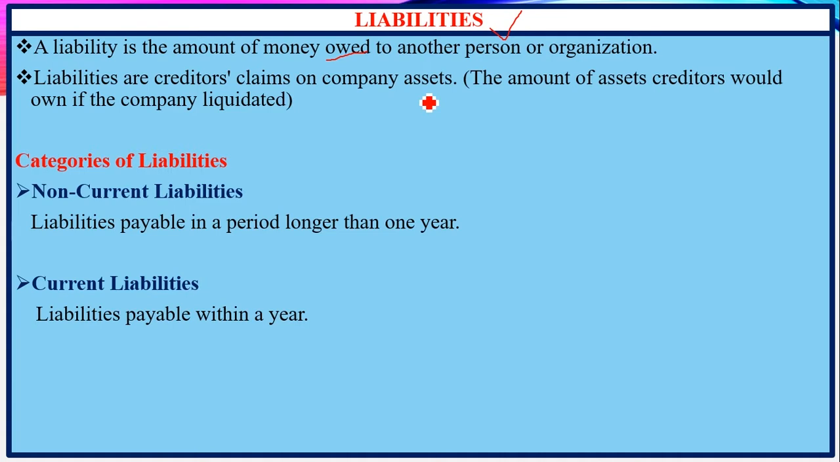That is, if the company was to be wound up, if it was to be liquidated, if it was to be closed down, what percentage of the assets would you use to pay the creditors? Creditors are the people you owe. Those are the liabilities. Liabilities are categorized again into two. We have non-current liabilities and we have current liabilities.